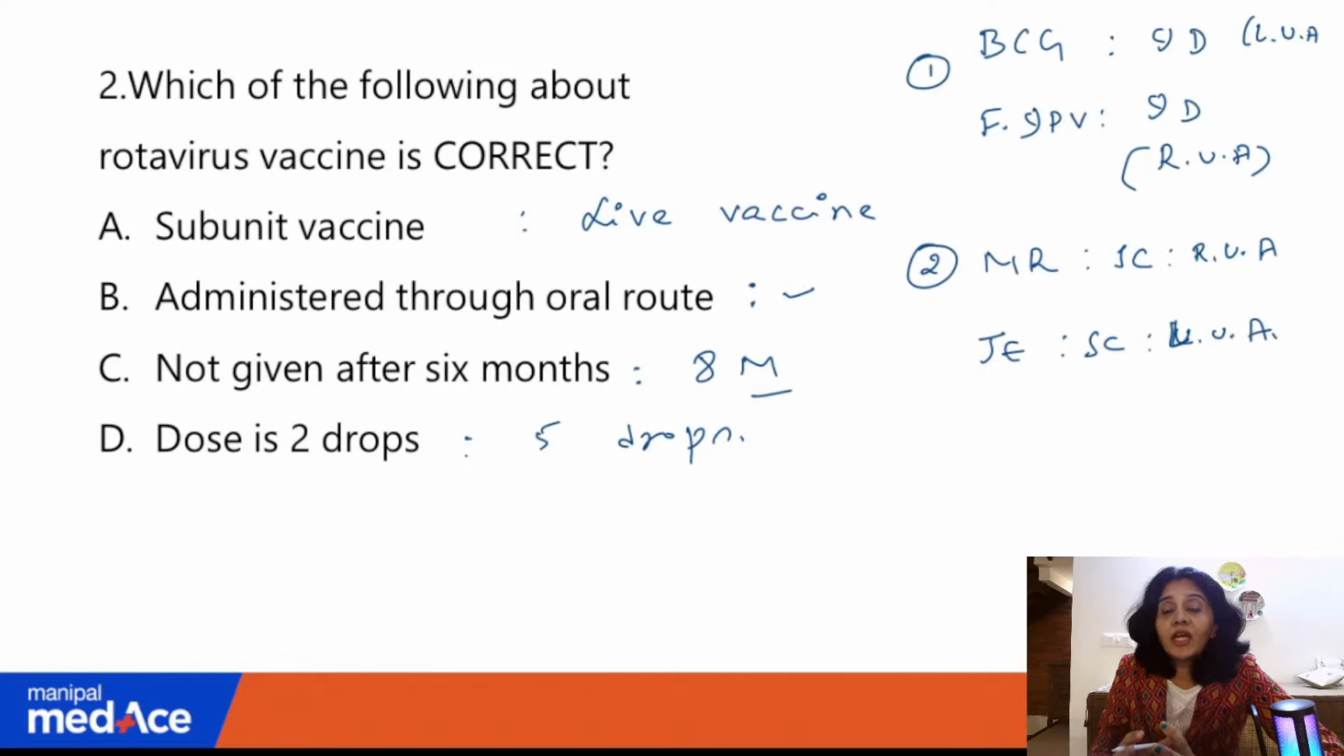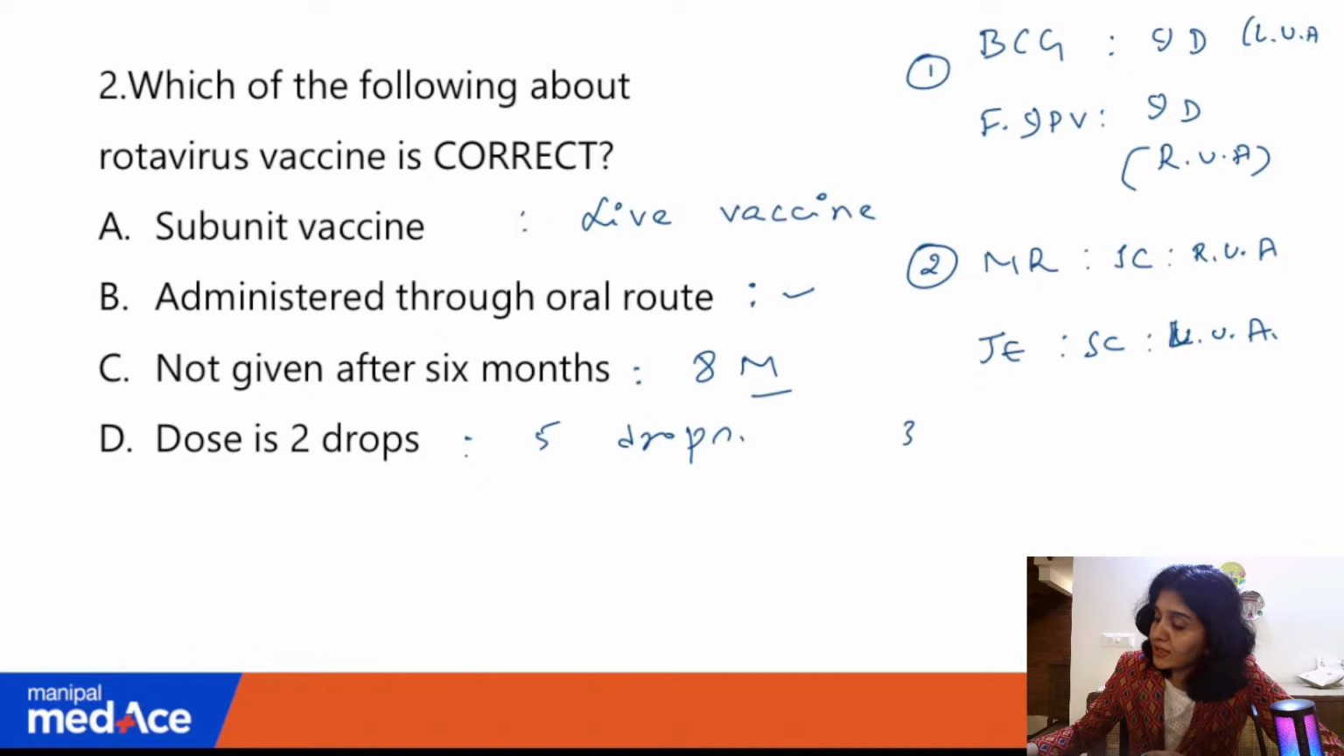JE is available in two forms. One is a killed vaccine and another is a live vaccine. The one we are using under the national immunization schedule currently is the live form, which is given subcutaneously. The killed form is also available in India. There is a recent update that the Kolar strain is being used for preparing the killed vaccine, and that is given through intramuscular route.